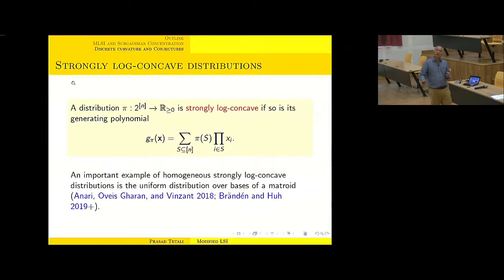Now, when do you say a distribution is strongly log-concave? Because I said the distribution on the bases of a matroid would be strongly log-concave. Or you say the distribution is strongly log-concave if its generating polynomial is. So the distribution over subsets of your underlying ground elements are the coefficients, and this is the generating polynomial, right? So these are the variables. And the relevance is that a nice general class of such distributions is in fact when the support is over the bases of a matroid, say a uniform distribution over bases of a matroid.